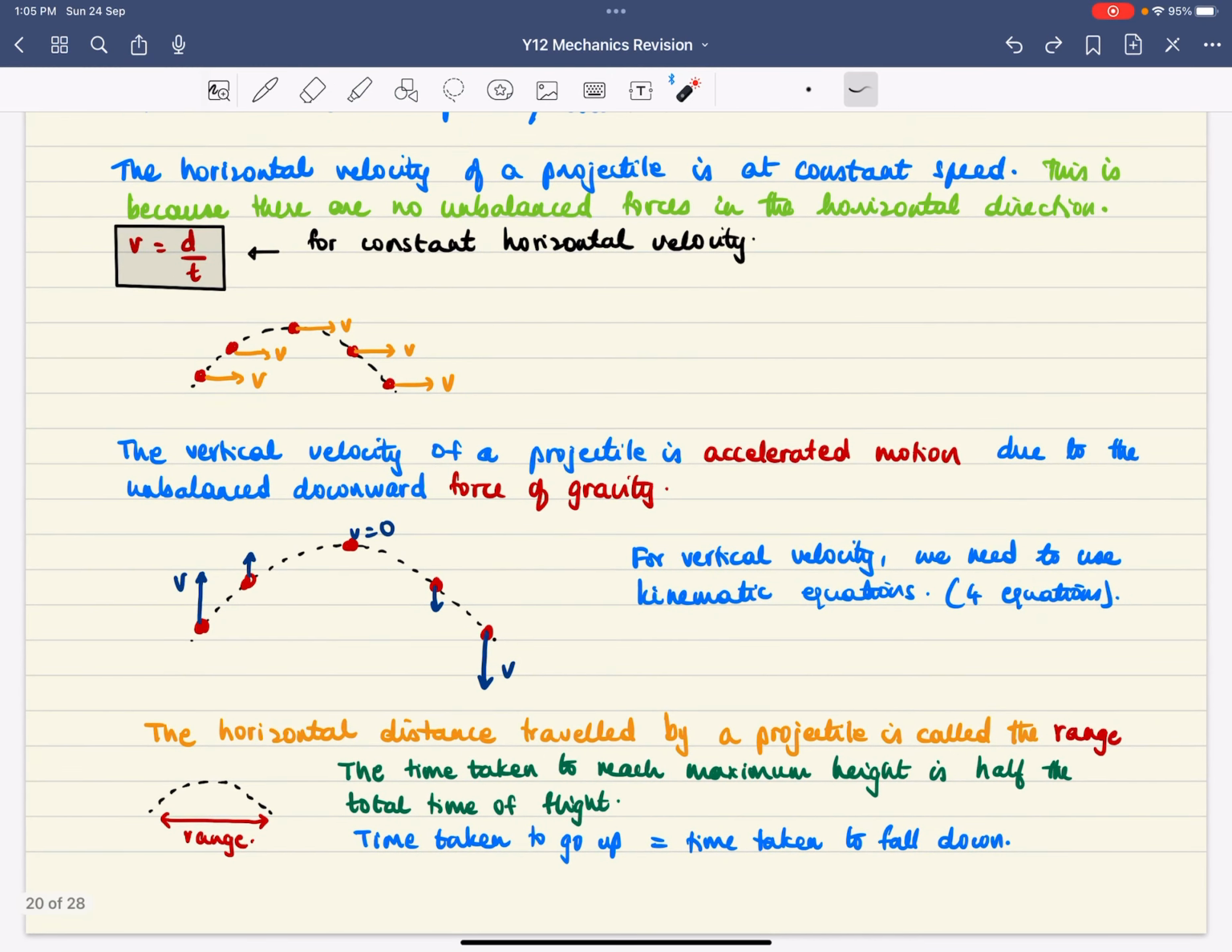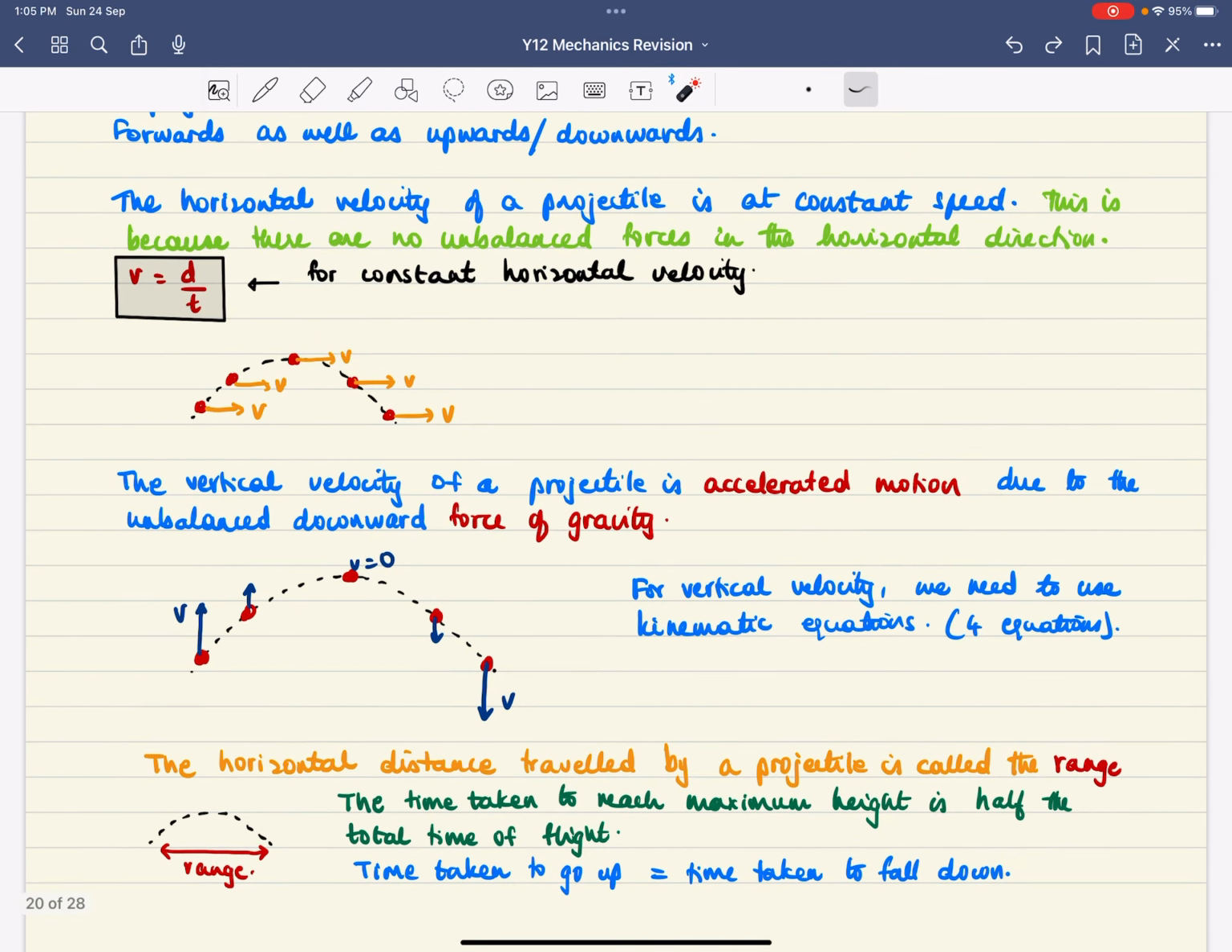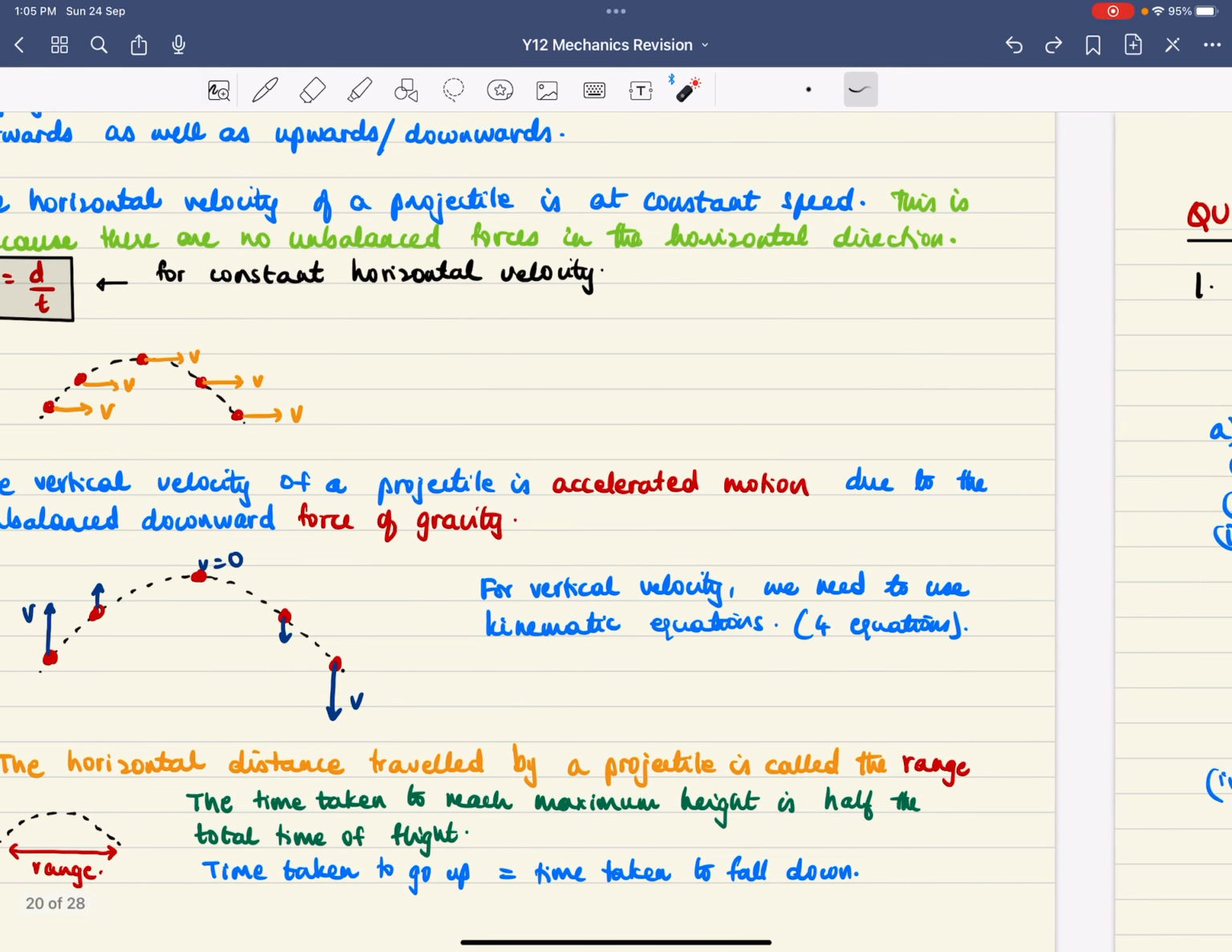Now, the horizontal distance traveled by a projectile is called the range, and the time taken to reach maximum height is half the total time of flight. In other words, the time taken to go up equals the time taken to fall down. Now, I'm going to solve one problem using half a projectile, that is when something is thrown like that, and then I'll do another video on how to solve a problem with the whole projectile.